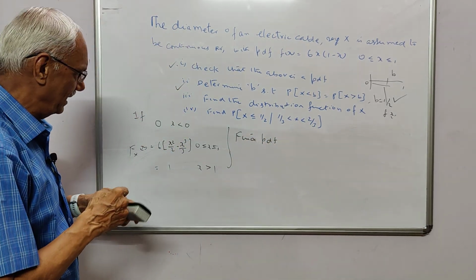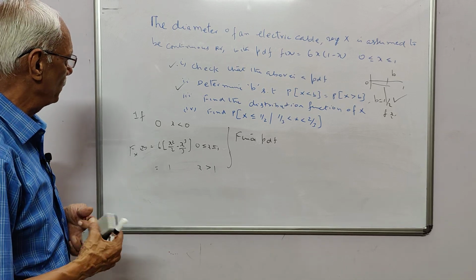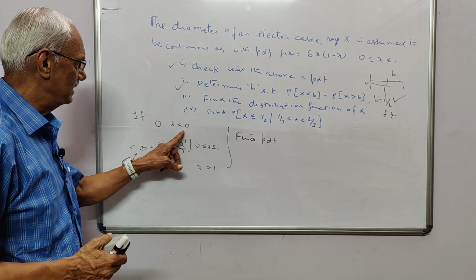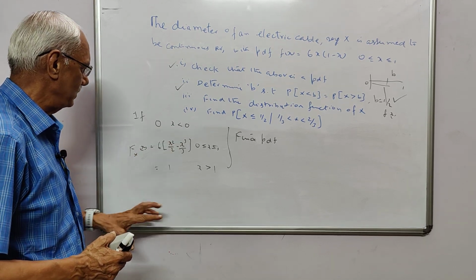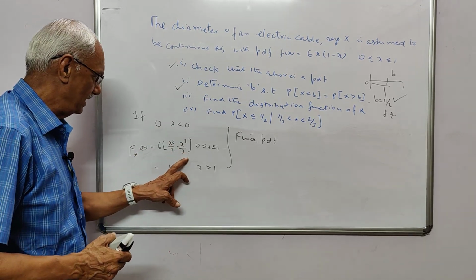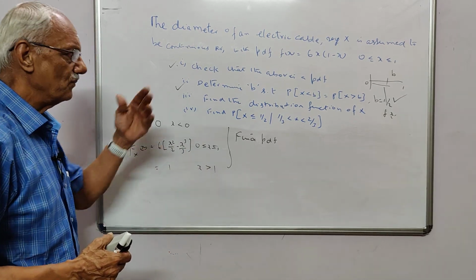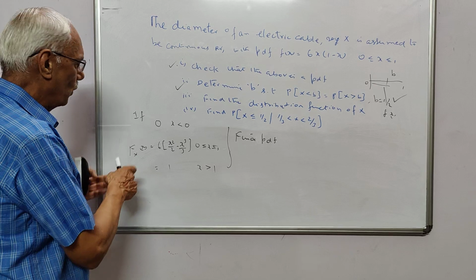Can you understand what I am writing? This is my question that I am giving you here. If F of x is 0 for x less than 0, equal to this for this, and equal to 0 for x greater than 1, then find the PDF. See, you are going to differentiate.